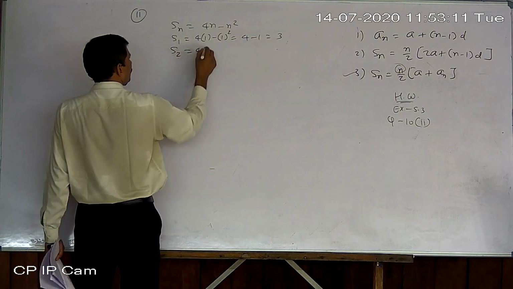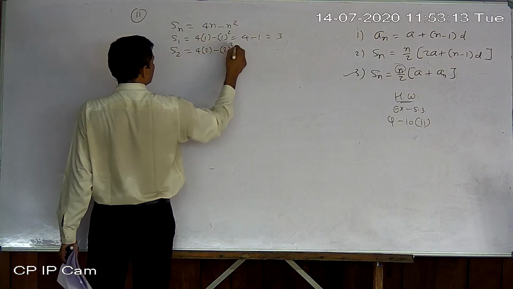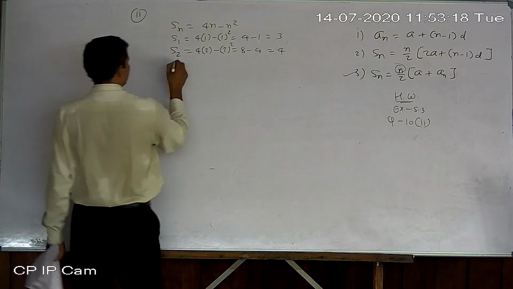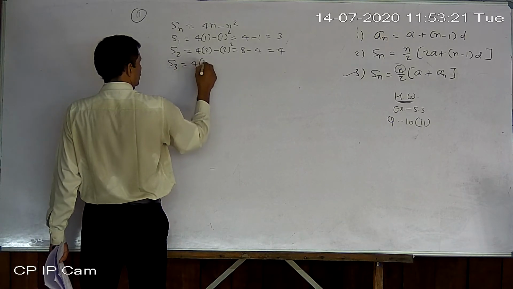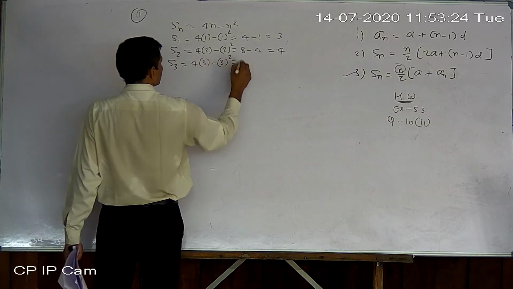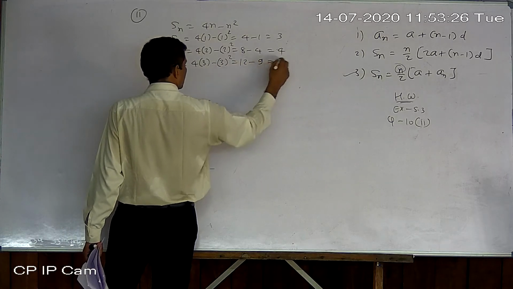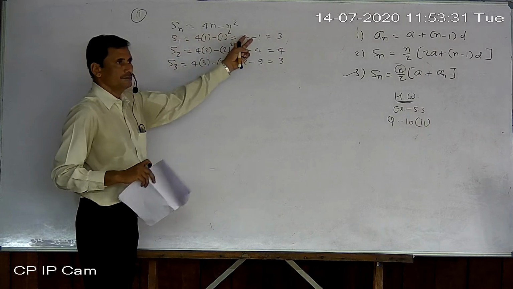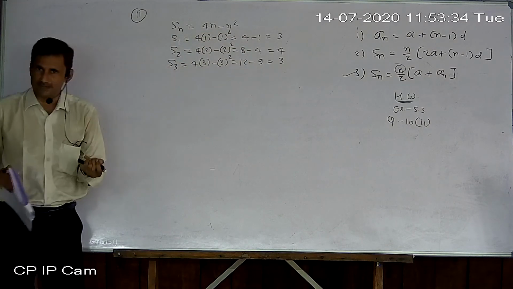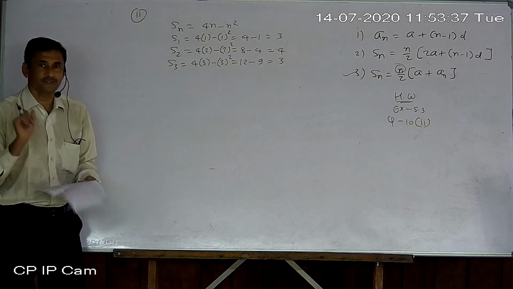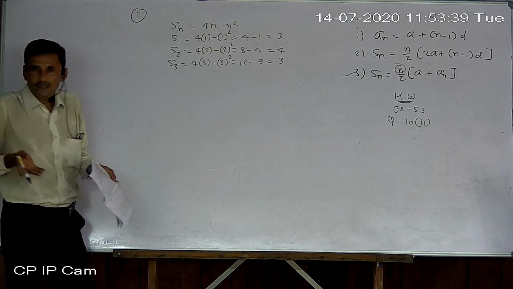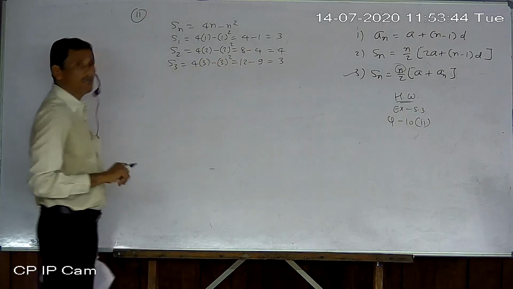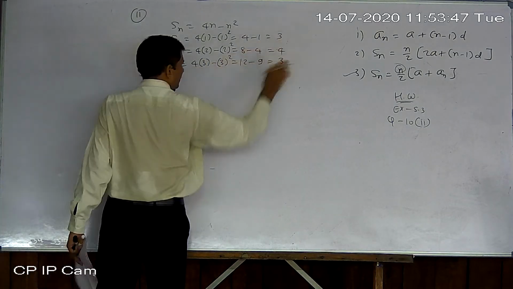S2 is 4 into 2 minus 2 square, so 8 minus 4, which is 4. S3 is 4 into 3 minus 3 square, so 12 minus 9, which is 3. Okay. So the sum of the first term means the first term itself. It is 3. Then the sum of first two terms is 4, and the sum of first three terms is 3. Don't get confused by the repeating of 3.